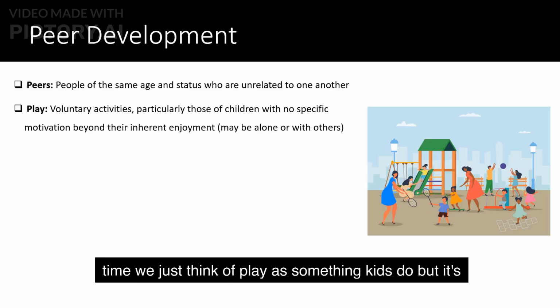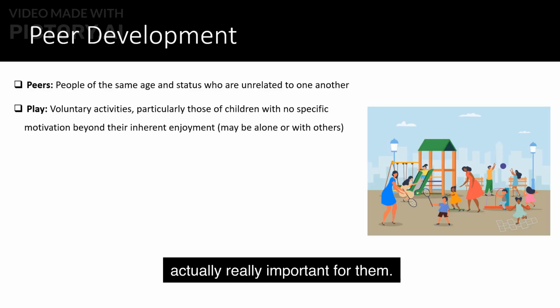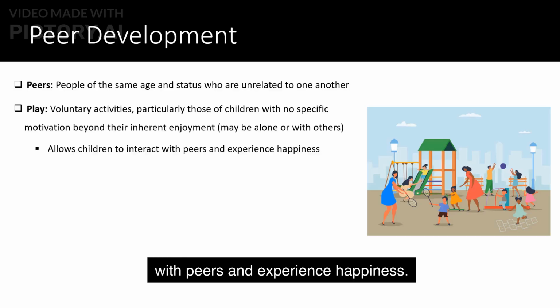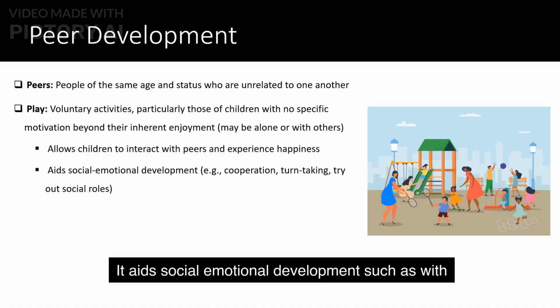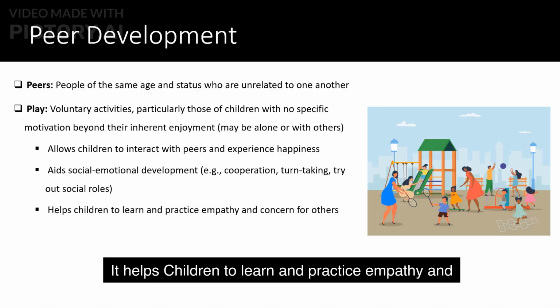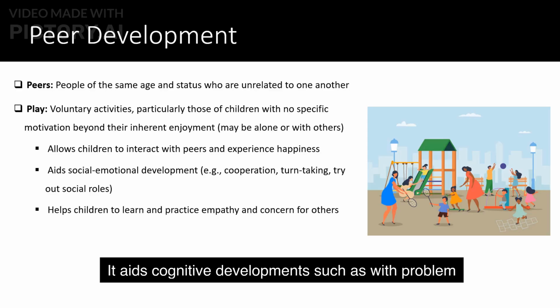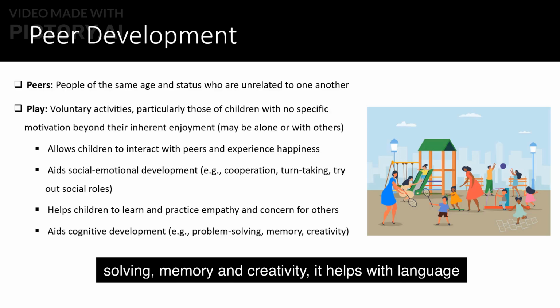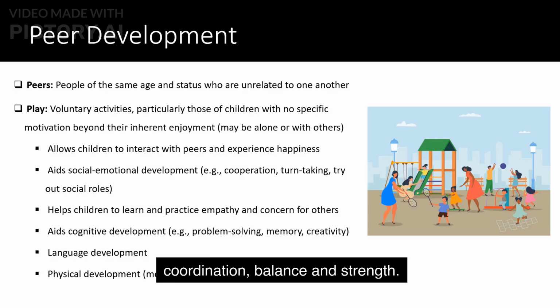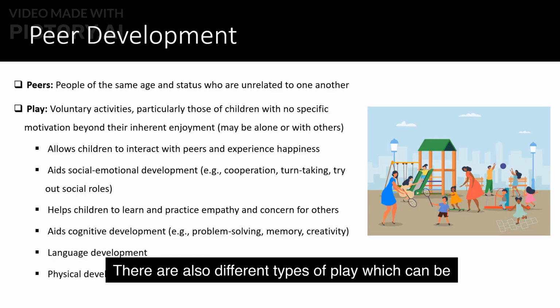And a lot of the time, we just think of play as something kids do, but it's actually really important for them. It allows children to interact with peers and experience happiness. It aids social emotional development, such as with cooperation, turn-taking, and trying out social roles. It helps children to learn and practice empathy and concern for others. It aids cognitive development, such as with problem solving, memory, and creativity. It helps with language development, and even physical development, such as with motor skills, coordination, balance, and strength.